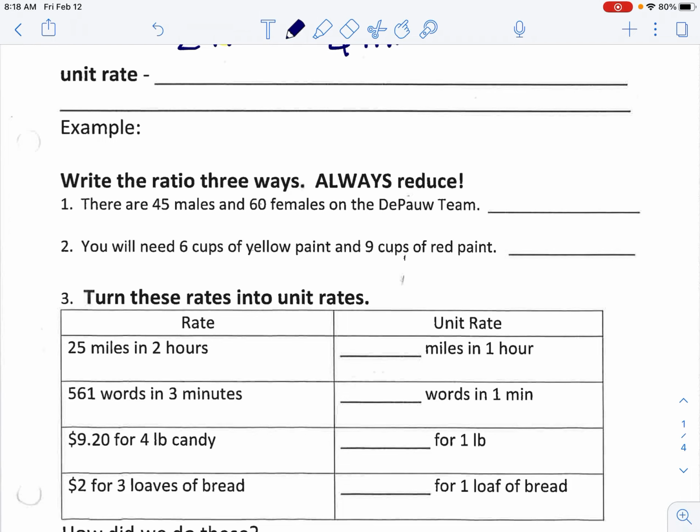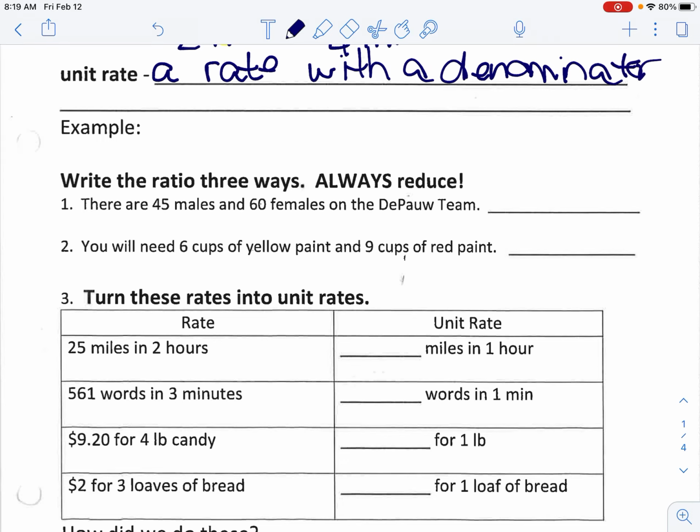And unit rate, our last definition. So this is a simplified rate. A rate with a denominator of 1. So this is when you take your original rate and you reduce it to lowest terms. So when you have a unit rate, the number on the bottom has to be a 1.